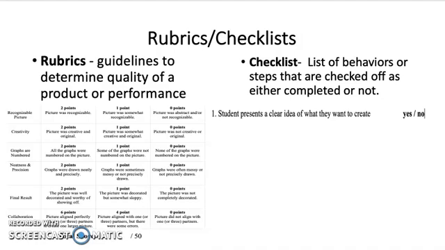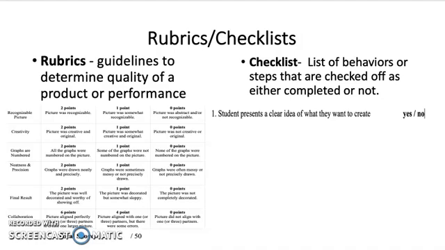When you're creating a rubric like this, you should have the exemplar, or what you want the students to achieve, in that left-hand column, and then go down in points. So then each student will know exactly what they need to do in order to get all of the points. Or you could just give a checklist, which is a list of behaviors or steps that are checked off as either completed or not.